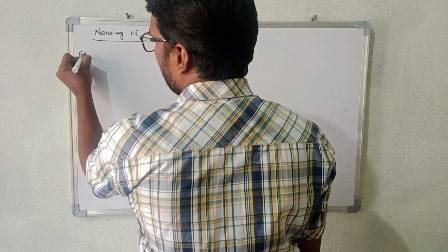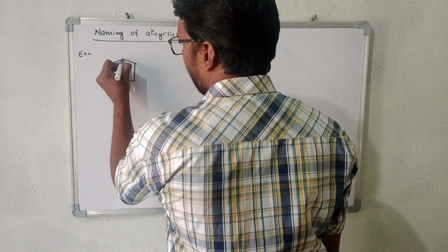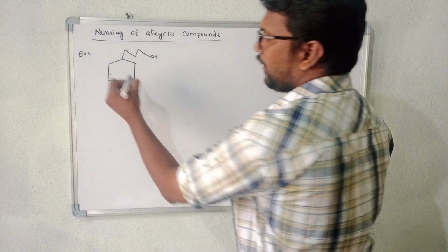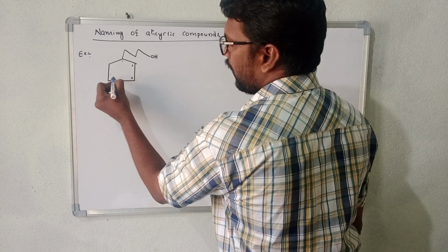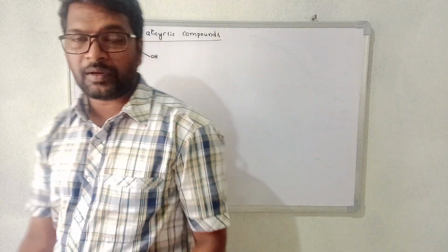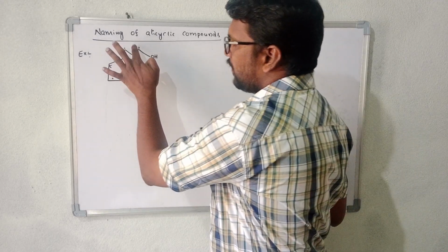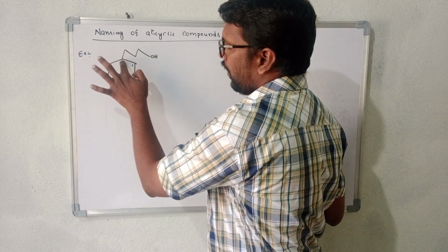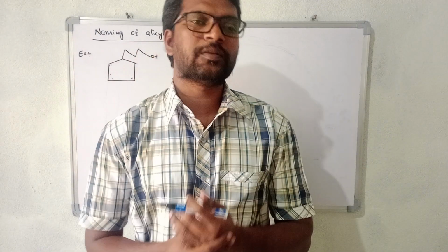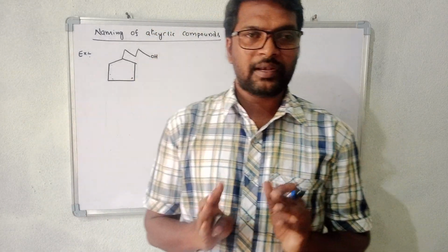Now we take a compound like this. So if it is present like this, now you see in the cyclic ring carbons 1, 2, 3, 4, 5. In the side chain 1, 2, 3, only 3 carbons present. That means the number of carbons in the ring is greater. But here the problem is that in the side chain a functional group is present. So whenever a functional group is present, instead of counting the number of carbon atoms, the side chain having the functional group can be taken as priority.